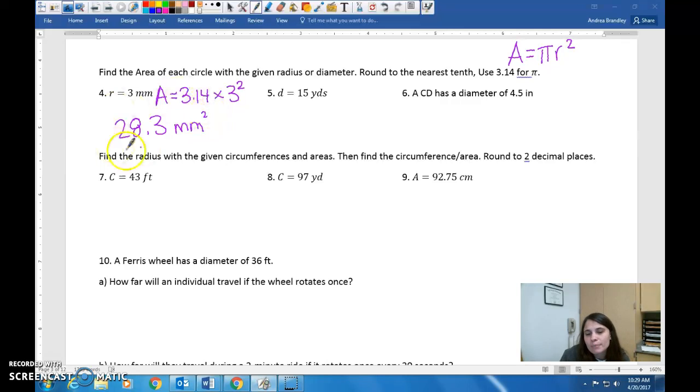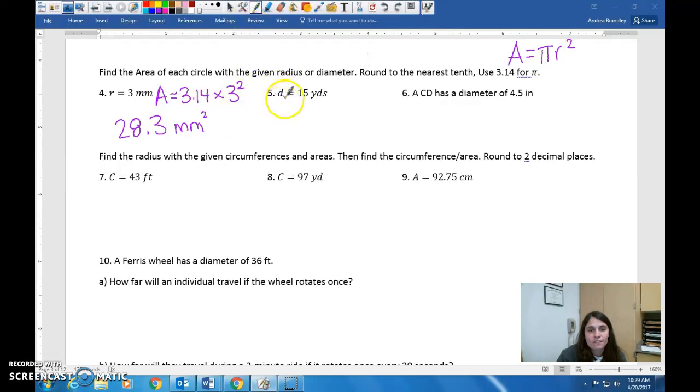This squared does not mean that we're squaring our answer. It means that these are square millimeters, not distance millimeters, that it's measuring the inside of the circle, not a distance. So that's all that that squared means. It doesn't change the number part of your answer.